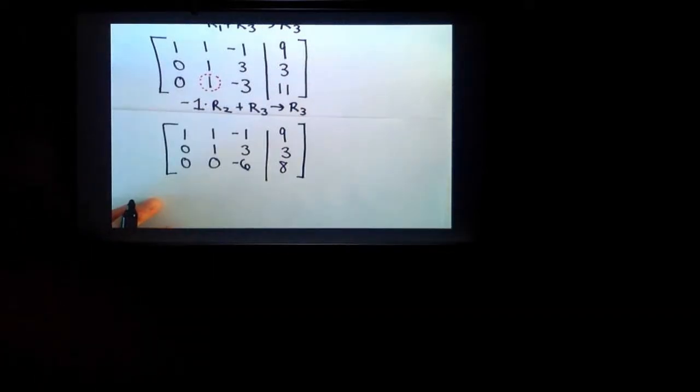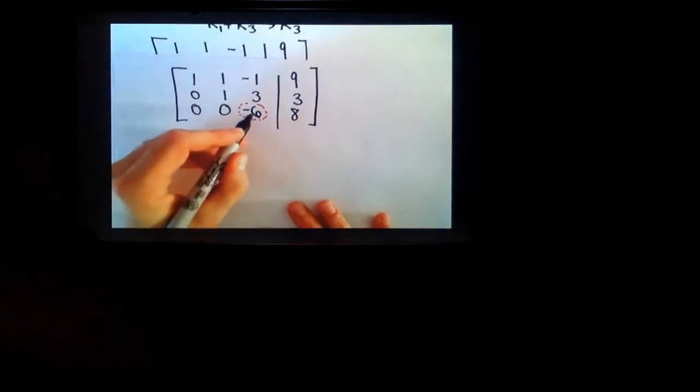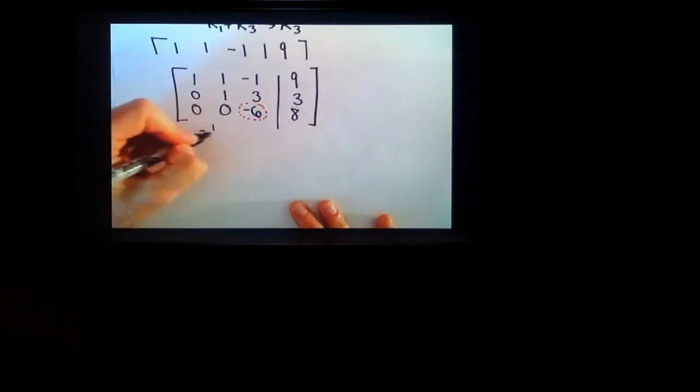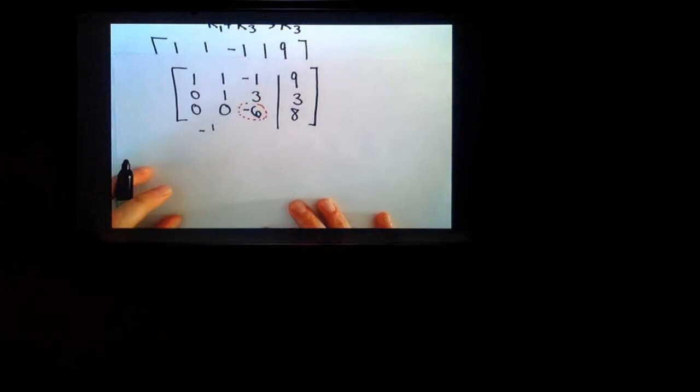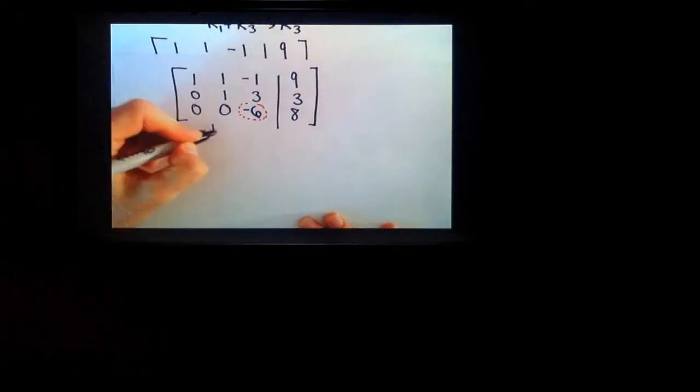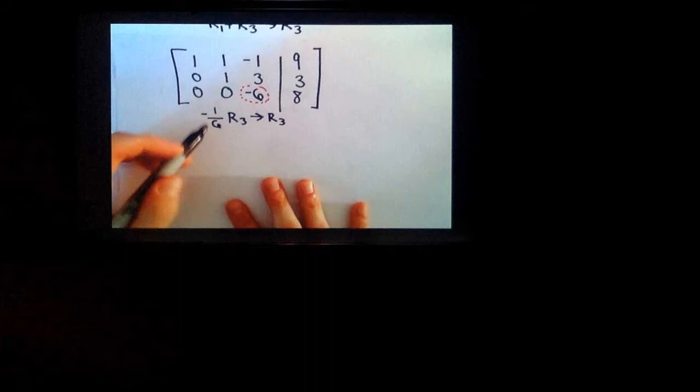Alright, getting close. The last thing we want to do is make our first non-zero entry in the third row, which is our negative 6, into a positive 1. Well, what I'm going to do to the third row is simply divide by negative 6. We don't really think about division so much. We always talk about multiplying by non-zero constants. So I'm going to multiply the third row by negative 1/6. That's going to give me my new third row. So in essence, you're just dividing the third row by negative 6.